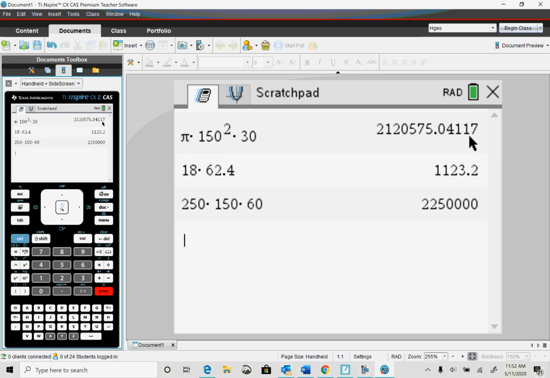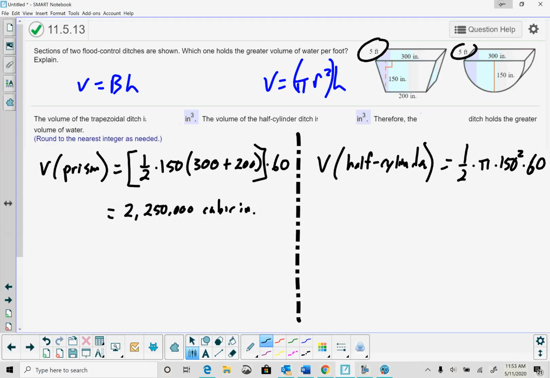I probably need to round that off to something reasonable. Pi times 150 squared times 30. Let's say 2,121,000. Let's round it off there. So this is approximately 2,121,000 cubic inches. And then comparing those two, clearly the trapezoidal ditch holds a much greater volume of water.